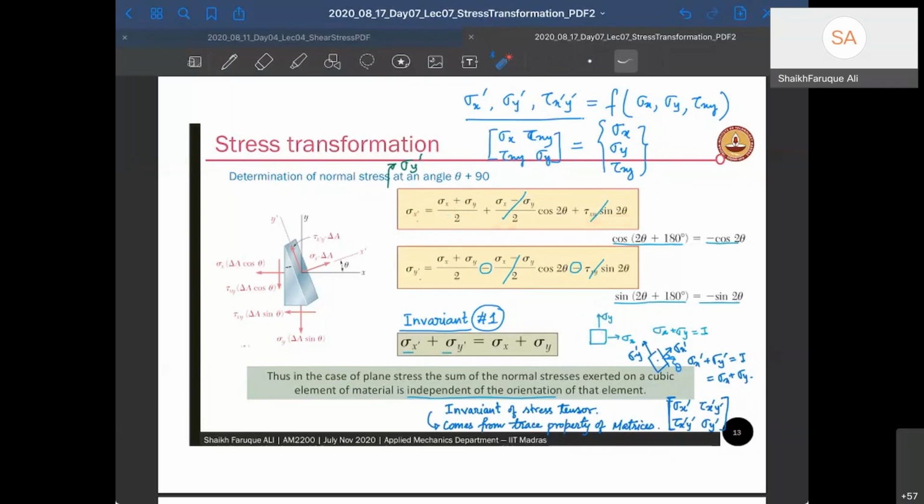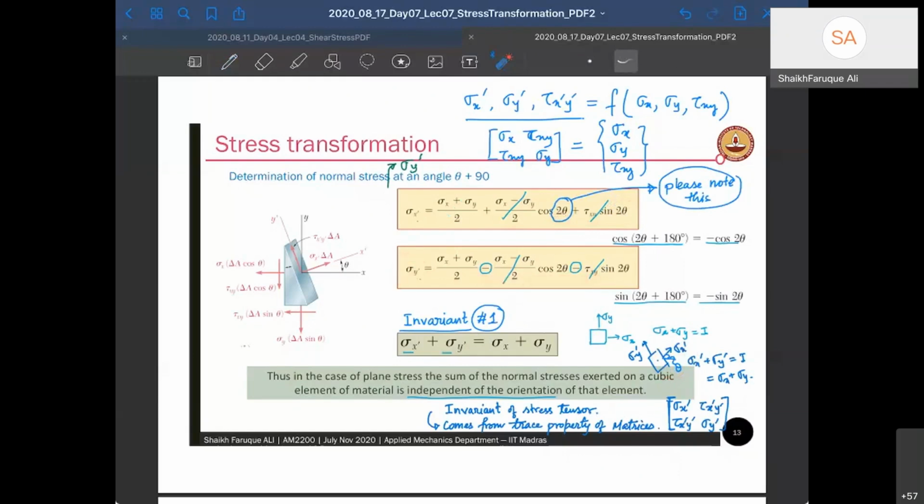Remember, there is a cos 2 theta. Please note this. Do not forget it. This is very important. It's not cos theta. It is cos 2 theta for an orientation of theta degrees, right? So for an orientation of theta degrees anti-clockwise, you have cos 2 theta coming into your transformation equation. Similarly, sin 2 theta, right? So it depends on double the change in angle. Similarly, for sigma y dash we also found the relationship.